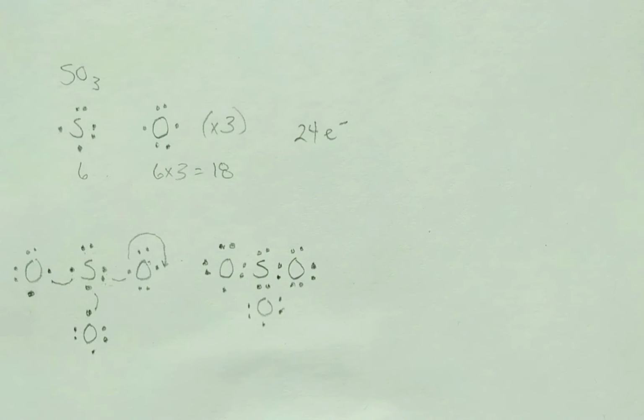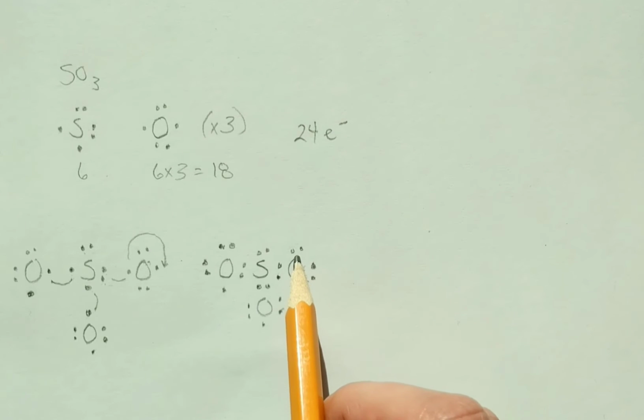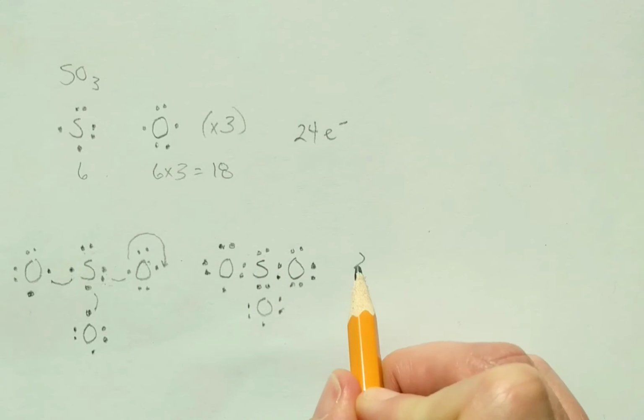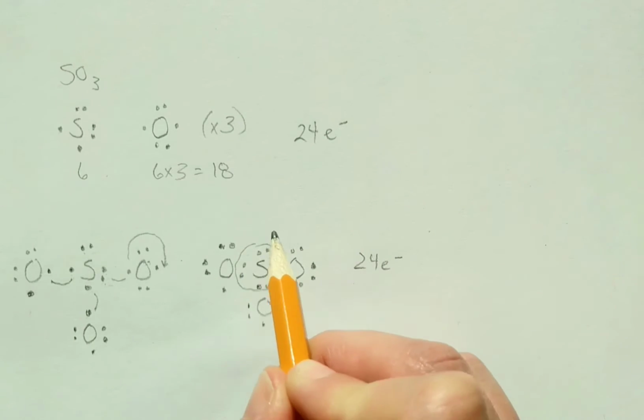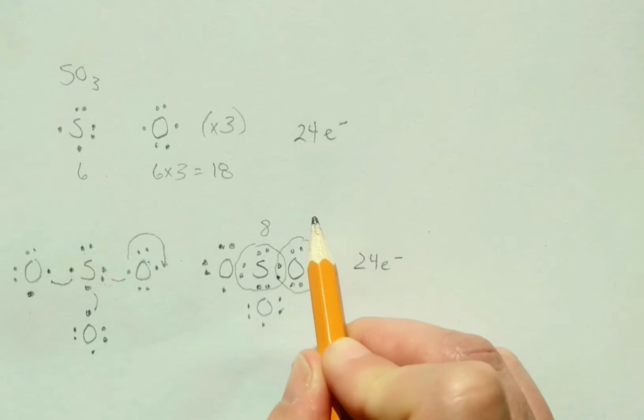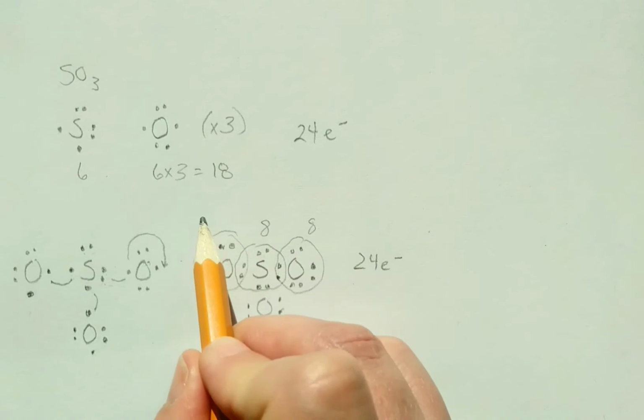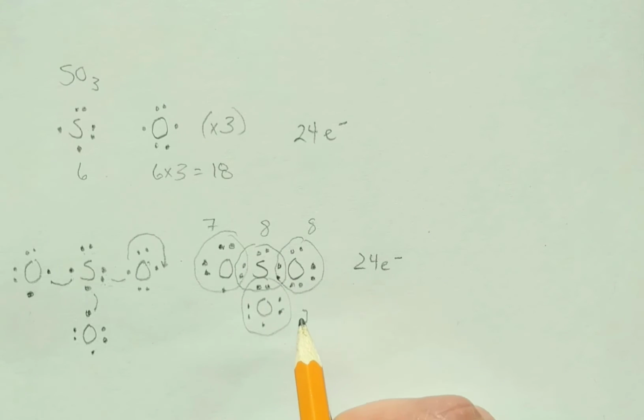All right. So let's check again to count total electrons and check the octet rule. So first, 2, 4, 6, 8, 10, 12, 14, 16, 18, 20, 22, 24. So I have the right number of electrons, but let's check the octet rule here. 8, 8, 7, 7. All right, so this actually should look similar to other problems we've done.